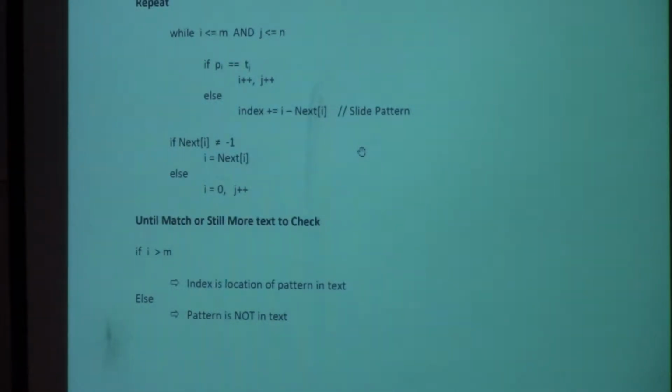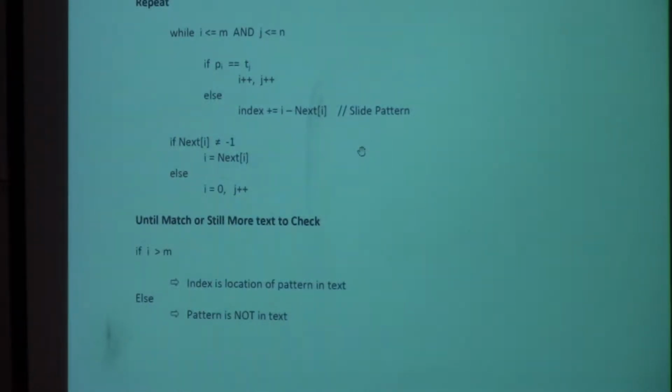And so you have these two indexes, M and N, and you will repeat this until there's a match, or there's no more text to check. So you're going to compare it. If I is greater than M, that means we have gone off the end of the pattern. Index is the location of the pattern in the text if it's greater than M. Actually, let me revise that. M is the length of the pattern.